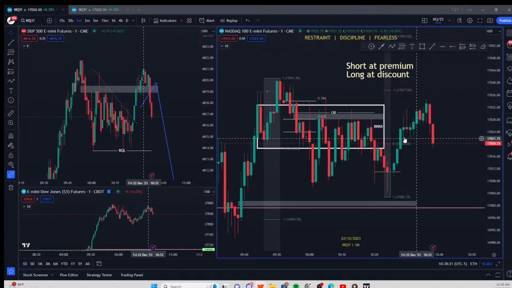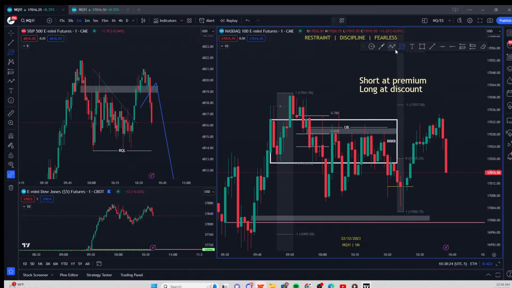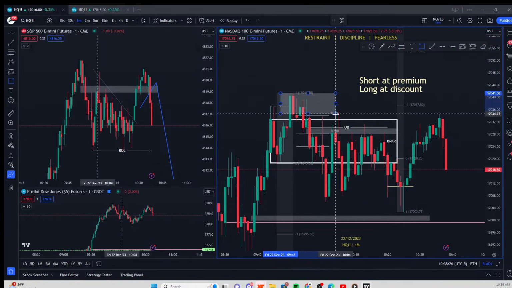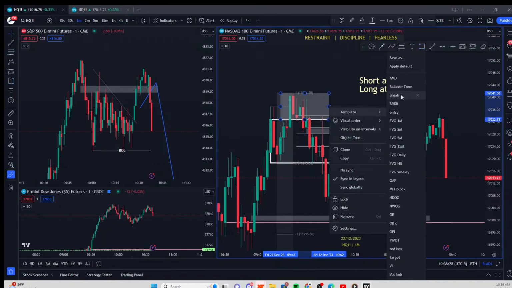This is kind of similar to a box setup in a way. We could think of this as the manipulation, and then we're just retapping inside of it.